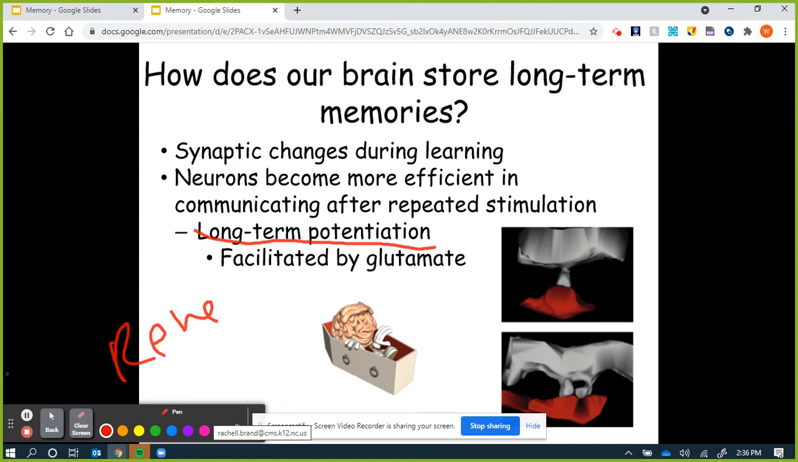Sakir, I answered that. There's not really a difference. Flashbulb is just more emotional, and it's just not categorized in there for some reason. The more you rehearse something, the stronger those neural connections become. All right, LTP.